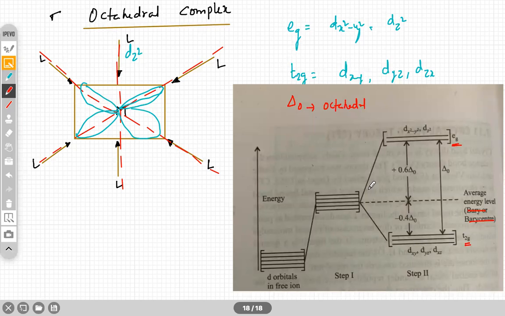Sir, can we say that the energy of the d orbitals in step 1 rises up to 0.2 delta O? No, it's not 0.2. The sum of this plus this is delta O only. The plus and minus signs just represent that the energy is increasing for this and decreasing for this. The total sum is delta O only. Okay, yes sir.